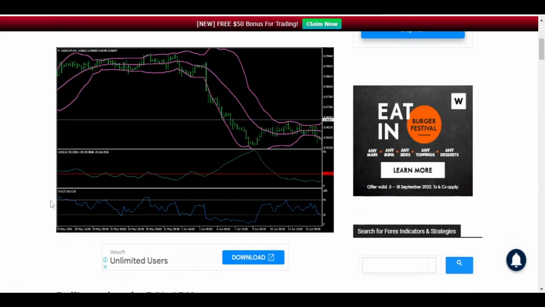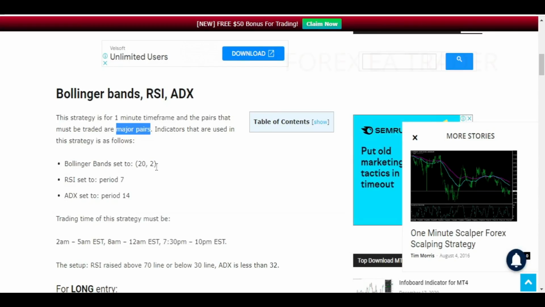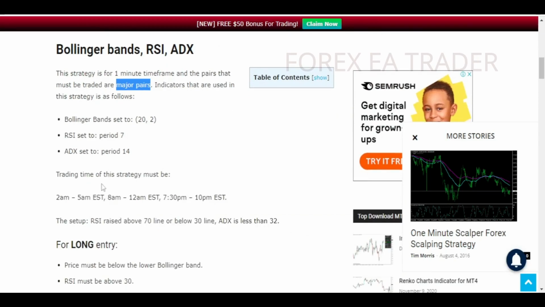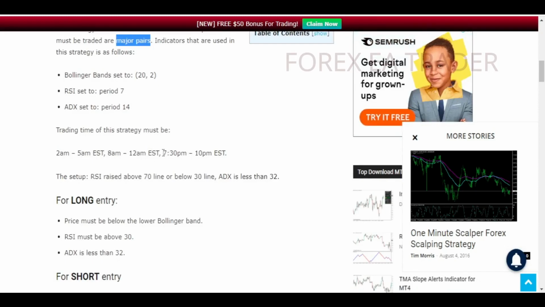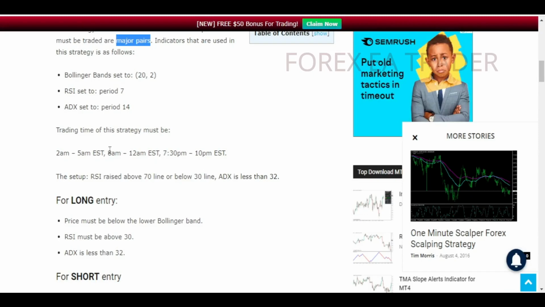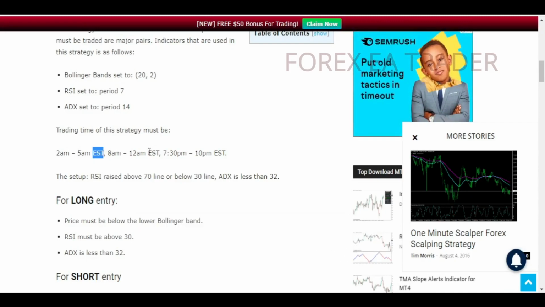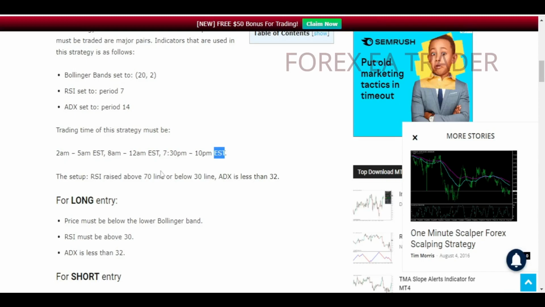but I'm here to show you how you can turn your strategies into forex robots without paying anybody, without learning any coding or anything. So the strategy relies on Bollinger Bands, which is set to 20 and 2, and RSI period 7, and ADX, I think it's the Average Directional Index, which is period 14, and this is the times when you need to be trading this strategy with this robot. So you probably just need EST, I think it's Eastern Standard Time for the US. So if you're not in the US, you just need to understand what time you need to be doing this, or if you're in another part of the world.